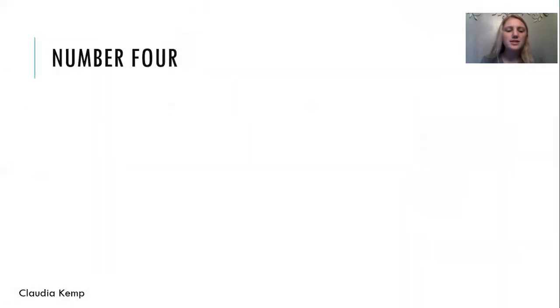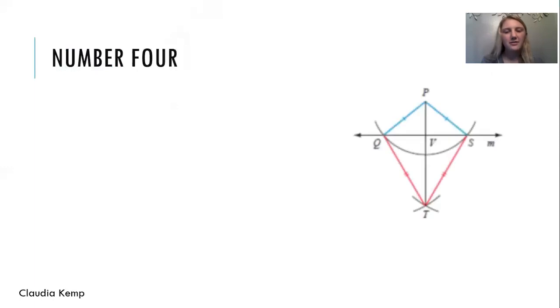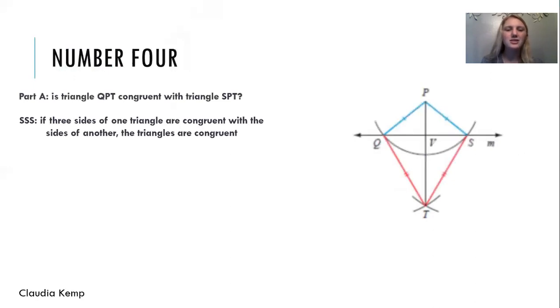Number 4 wants us to demonstrate relationships within a figure. This figure, actually. So part A asks, is triangle QPT congruent with triangle SPT? So we have triangle QPT here and triangle SPT here. We want to know if they're congruent. So we will use what is called the side-side-side property of congruency.